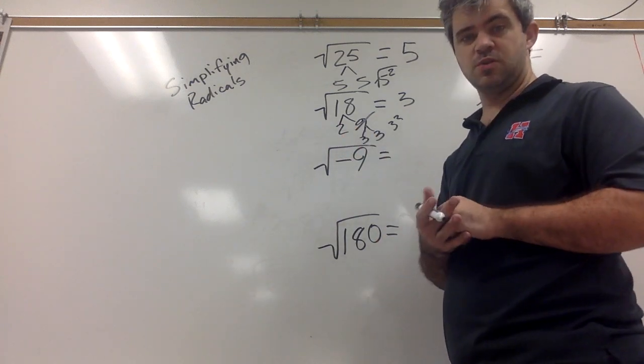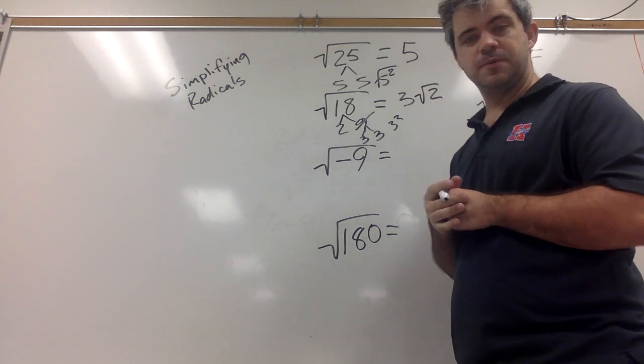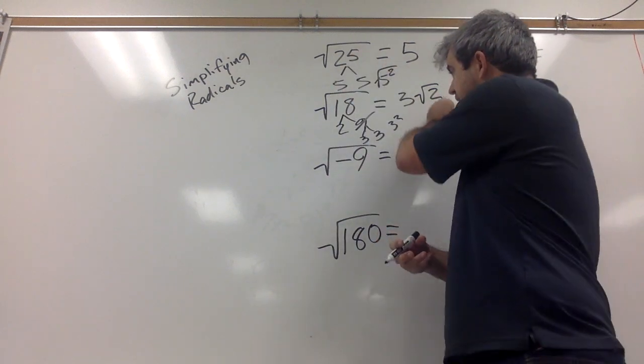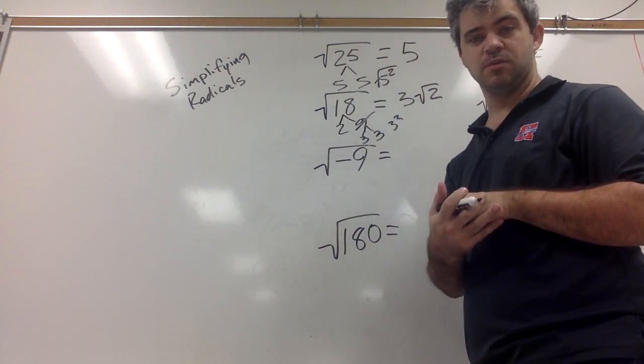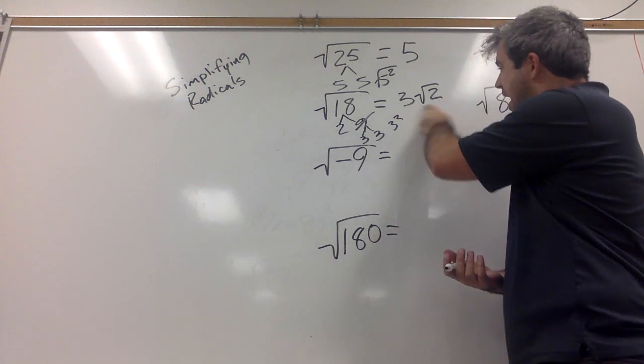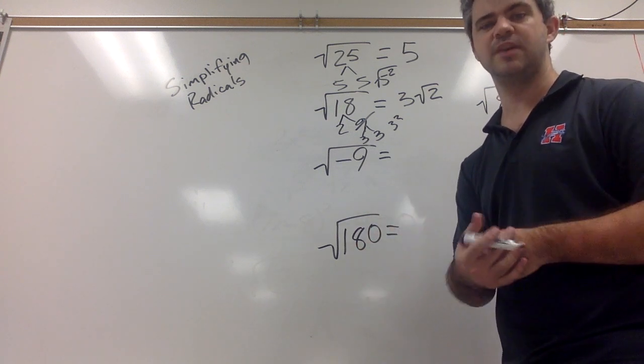What's the square root of 2? Well, it's just square root of 2. So anything that's squared, we can take the square root of, and it goes outside of the radical. Anything that we don't have a perfect square of, we have to leave inside the radical because it's still being square rooted.